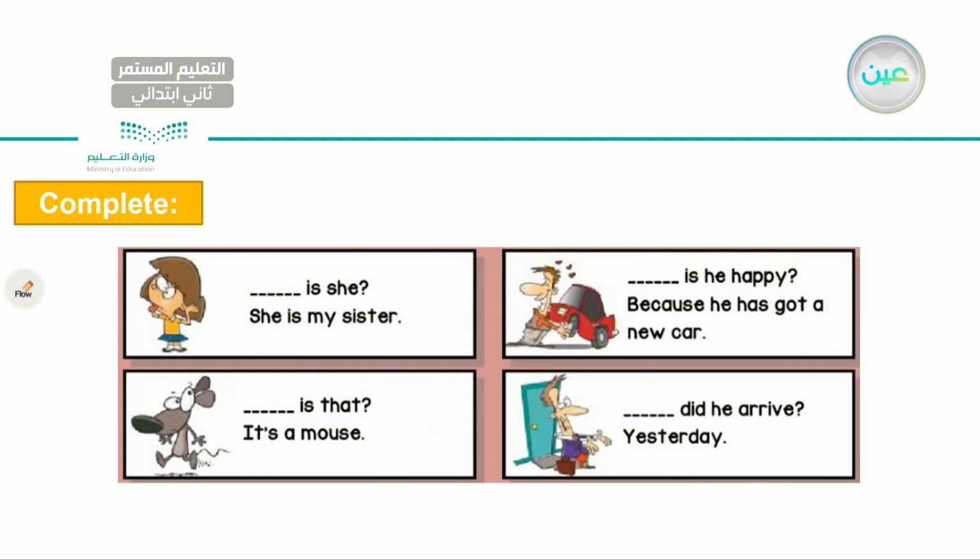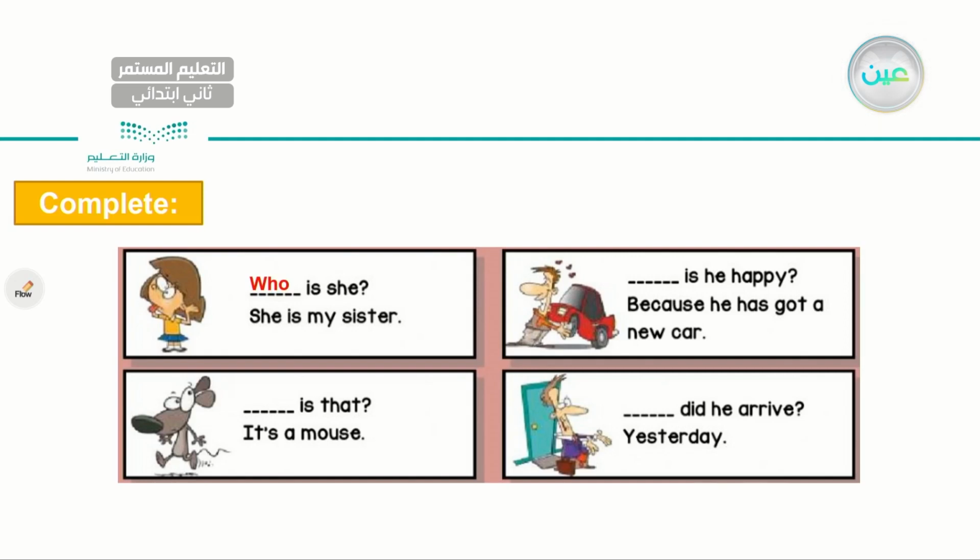Very good. Now, let's practice some more WH words by reading the question. Let's read the answer first and let's try to figure out the WH word. She is my sister. What do you think the question word is? Who is she? Very good. Who is this girl? She is my sister.